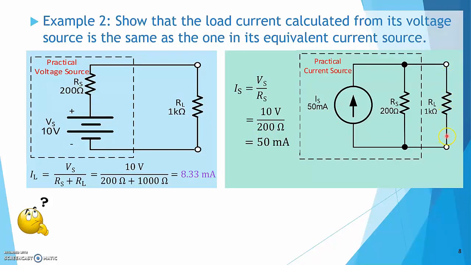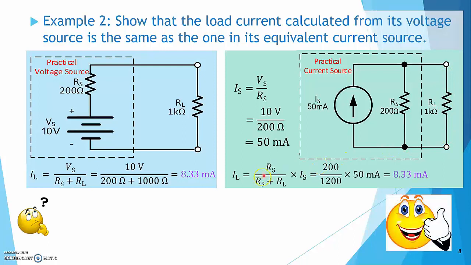The load current can be calculated by the current divider rule, as this, and as expected, the same value, 8.33 mA, is calculated. Same.